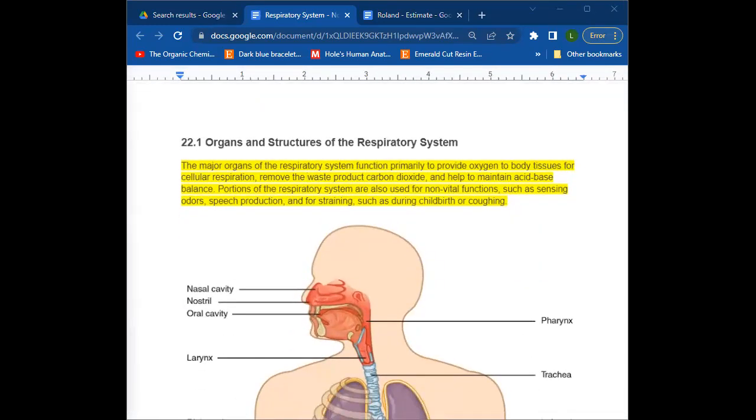Okay, so the major organs of the respiratory system are meant to provide oxygen to body tissues for cellular respiration, remove the waste product carbon dioxide, and then also help maintain an acid-base balance. Parts of the respiratory system are meant for non-vital functions, such as sensing odors, producing speech, and for straining, such as during childbirth or coughing.